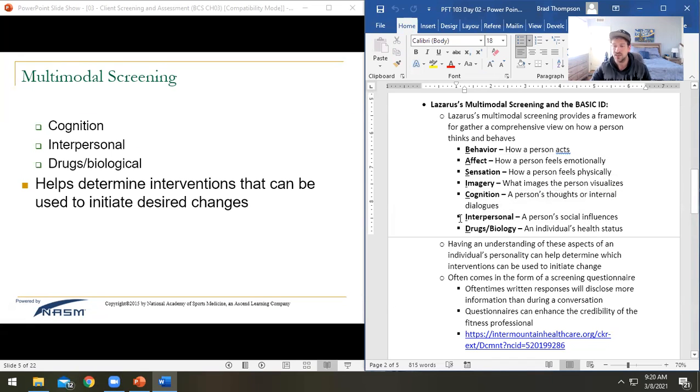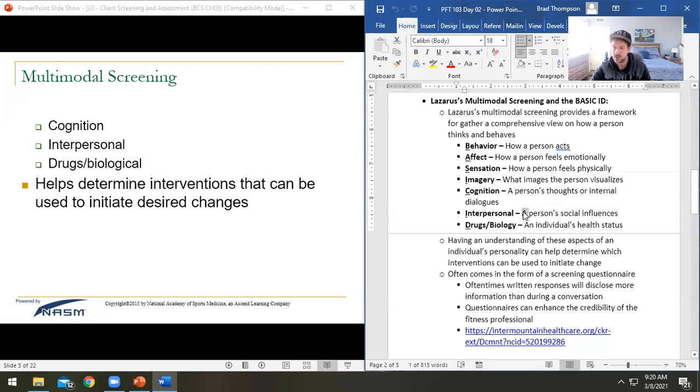Interpersonal, like social influences. I've got a fantastic social group. I've got super supportive parents, super supportive friends. I've put conscious effort into developing healthy relationships. And then the drugs and biology, health status wise, I'm in a pretty good spot. There's not a lot of biologic things that are holding me back when it comes to initiating positive changes, right?